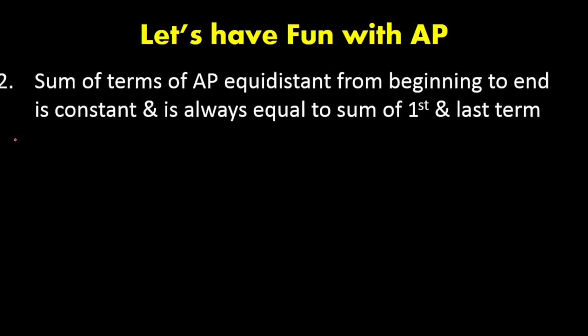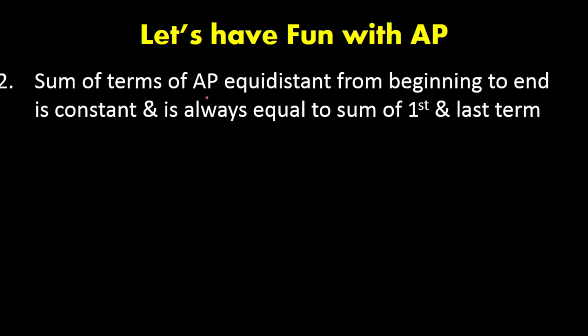So our next property is sum of terms of an AP equidistant from beginning to end is constant and is always equal to sum of first and last term. Okay. See, what is the problem is we just read it directly. We don't understand what they have given. Okay, let's try to understand with the help of some simple example.